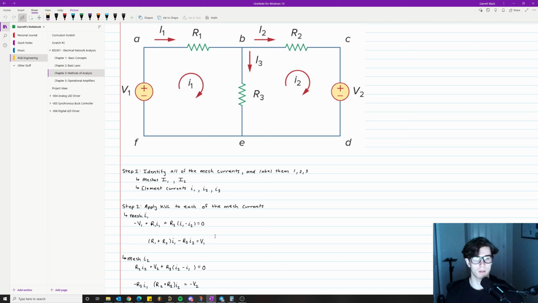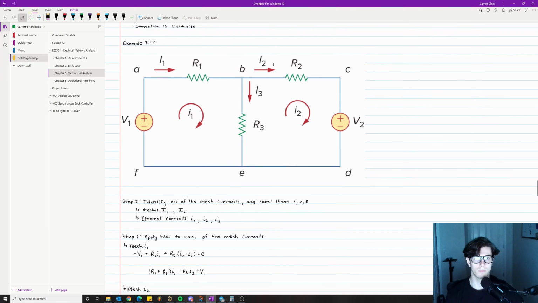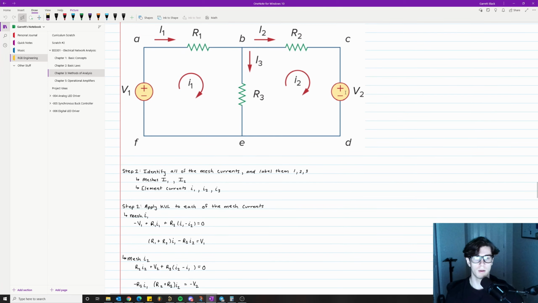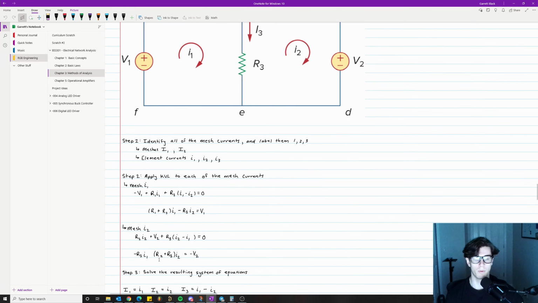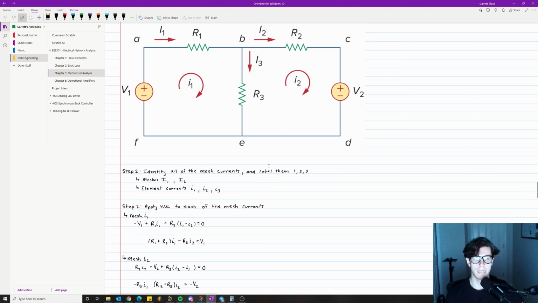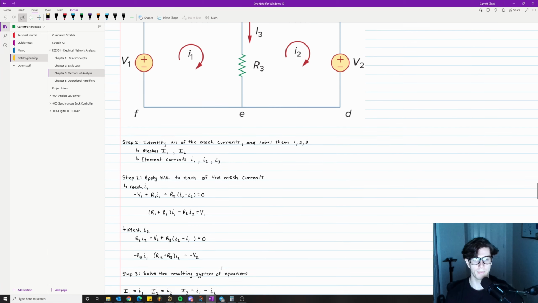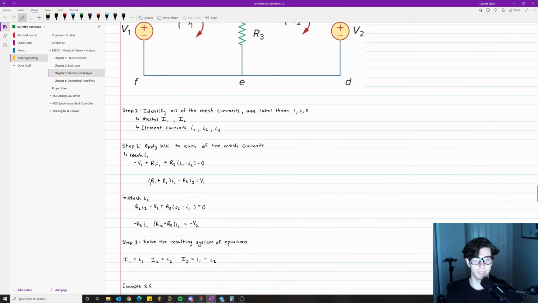Next up, let's do mesh I2. We have the same exact strategy. We have R2 I2, that's where we get those two from. Then we have plus V2, and then bringing it around, we have R3 times (I2 minus I1). Again, they're going in opposite directions, so that's why there's a minus sign right there, equal to 0, Kirchhoff's voltage law. So that simplifies down to that. This is our first equation right here, and this is our second equation right here.